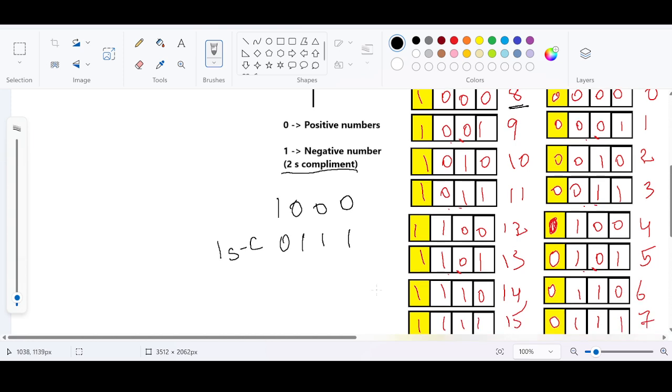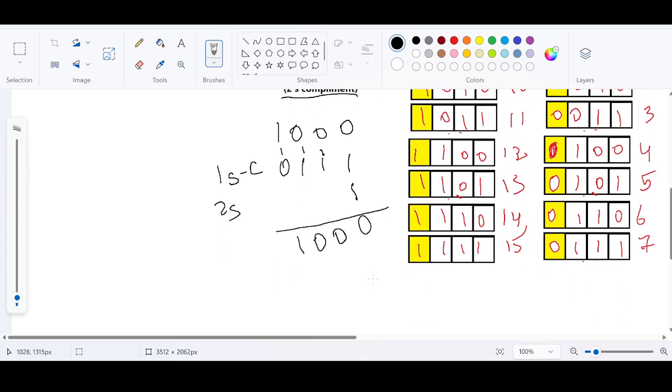Then to find 2's complement, just add 1 to the 1's complement. Just add 1. What is the number that you are going to get? 1 plus 1 is going to be 10, so 0 carry 1. 1 plus 1 is 10, 0 carry 1. Again 1 plus 1 gives 0 carry 1. In this case, it's a coincidence that we are getting the same number. Forget about this. So this is the 2's complement. We will go with another example.